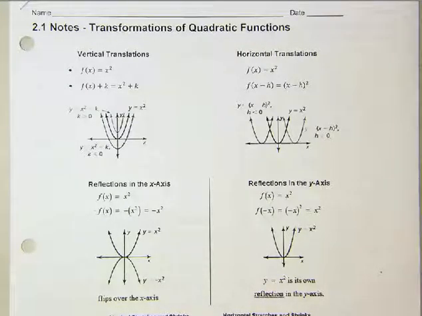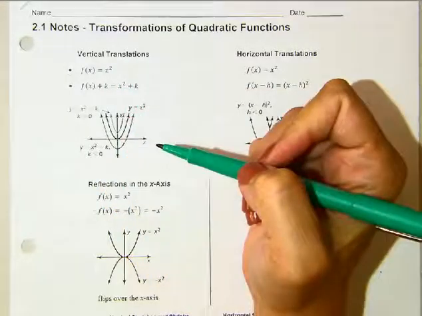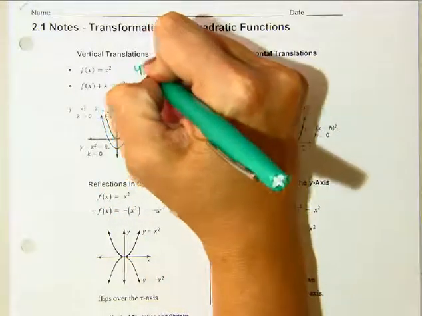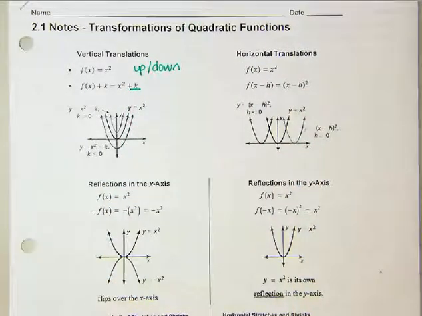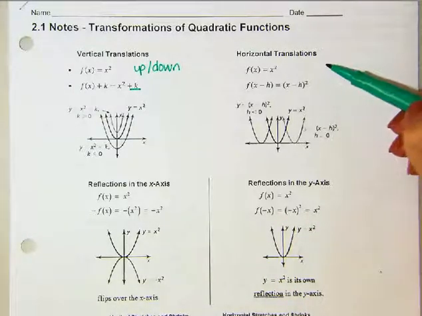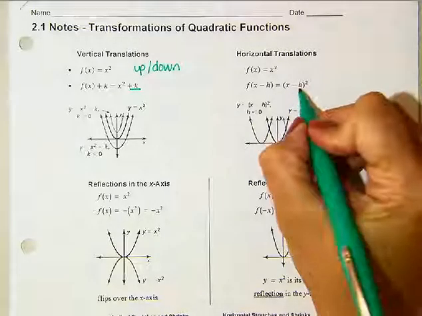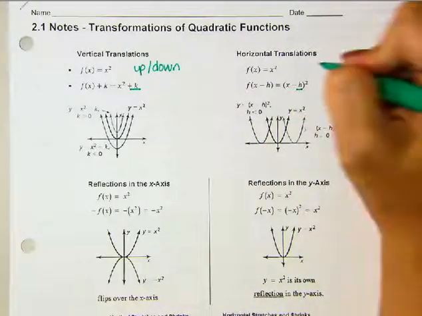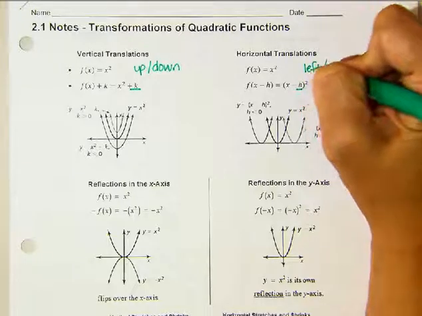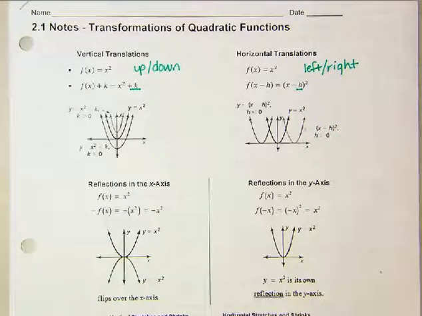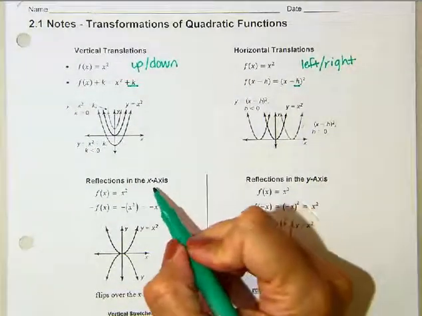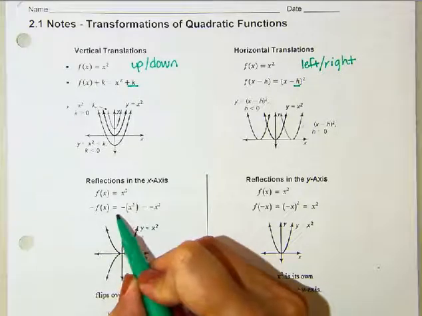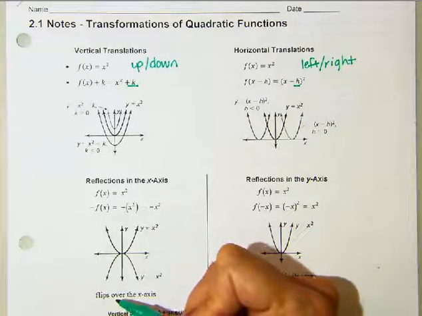Okay, so we had vertical translations before, and this was just moving up or down. And that's that number tacked on to the end. That's what moves it up or down, just like it did with the absolute value functions. We have horizontal translations. That's a number grouped with x. We just do the opposite of it, and that's what moves us left or right, just like it did before. And we have reflections over the x-axis. If in front of x squared it is negative, it reflects it down.